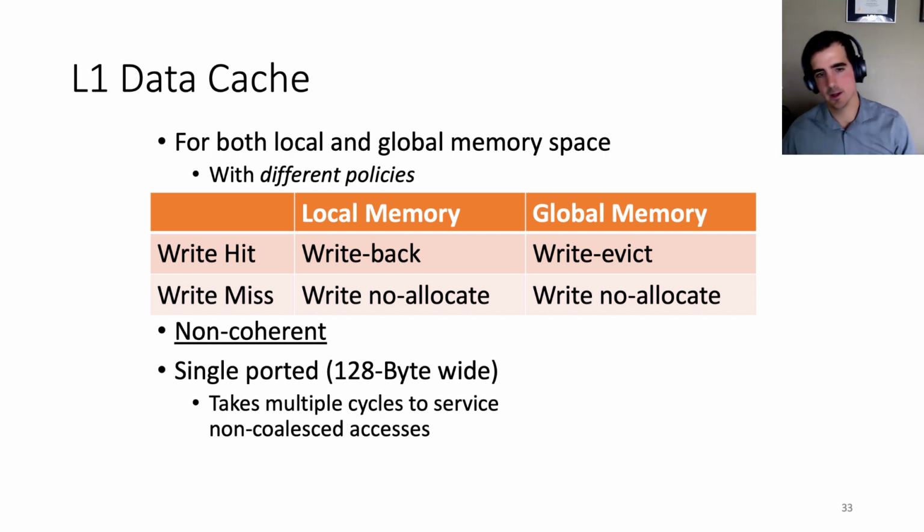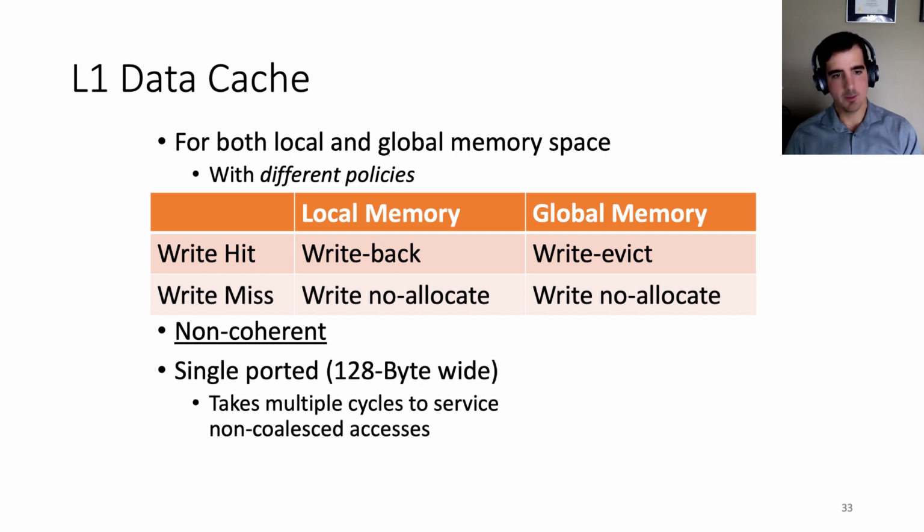Global memory, on the other hand, is write evict, meaning that when you do a store instruction to the L1, it will evict it from the L1 cache, and it will write it back up to the L2. Both local memory and global memory are write no allocate policy, meaning that when you do a store and you have a miss, you will not allocate that line in the cache. Essentially, store misses will go around the L1 data cache. And then store hits obviously are different for local and global. That's what the write hit is.